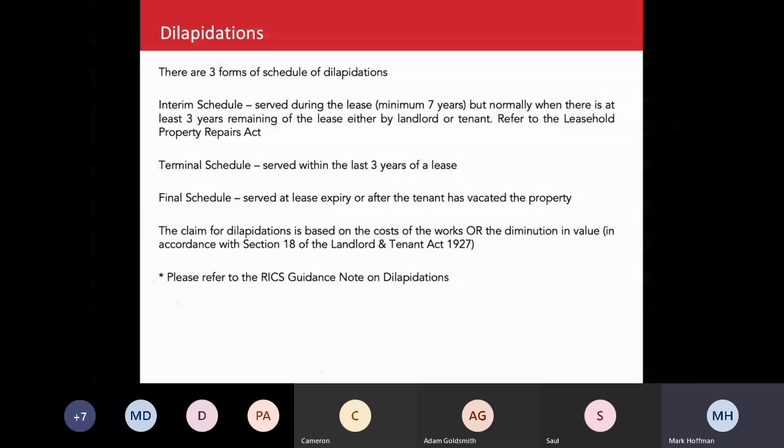The claim for dilapidations is based on the cost of the works or the diminution in value in accordance with Section 18 of the Landlord and Tenant Act 1927, whichever is the greater. Okay, so the cost of the works or the diminution in value, whichever is the greater.